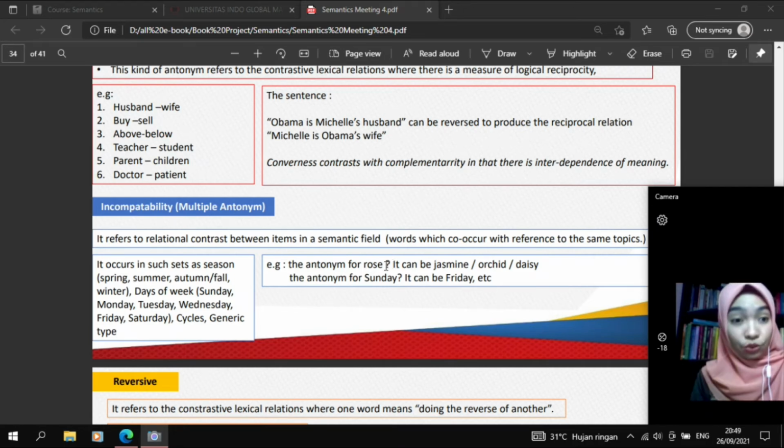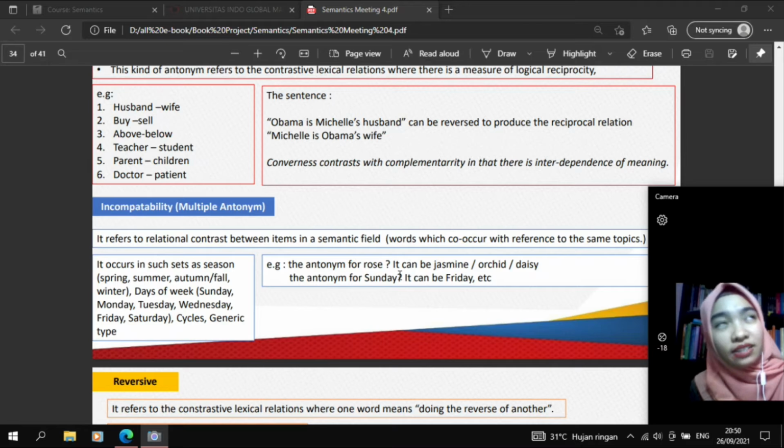If I ask you, what is the antonym for rose? The antonym of rose can be jasmine, can be orchid, can be daisy. If you have more than one antonym, if you have multiple antonyms for that word, that's called incompatibility. Or in another example, what is the antonym for Sunday? Oh, the antonym for Sunday is Monday? No, it's not only Monday. If I say the antonym for Sunday is Friday, am I wrong? No, because it is an open answer. I have multiple answers for the antonym of Sunday. It can be Monday, Tuesday, Wednesday, Thursday, or Saturday.